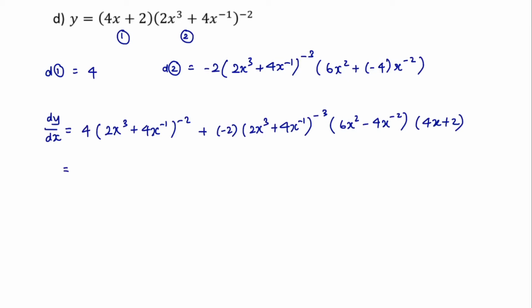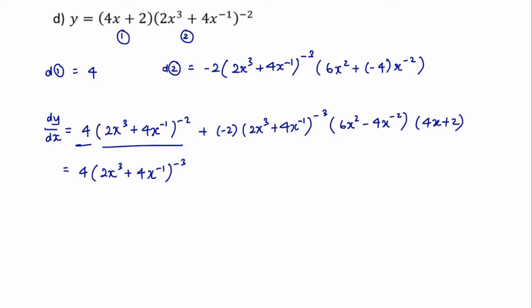So what am I going to take out? I have a 4 in front, so I can actually take out a 4. And with (2x cubed plus 4x minus 1), I can take out the 4 and I can take out this one because this is the bigger one. So I'll take out the negative 3. So first I'll have the 4, then I have (2x cubed plus 4x minus 1) power negative 3.